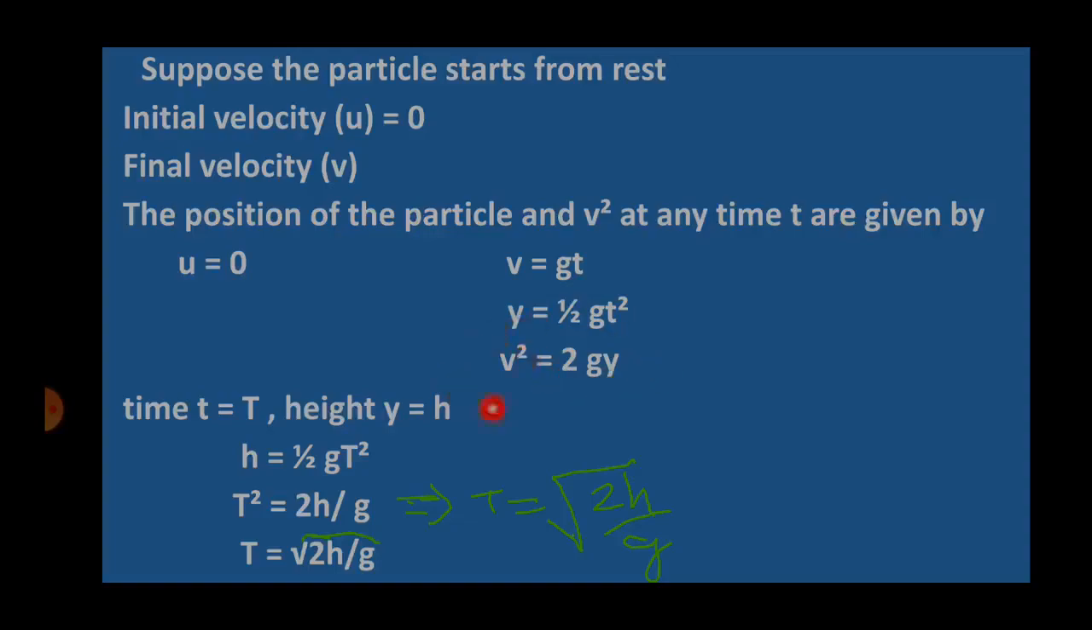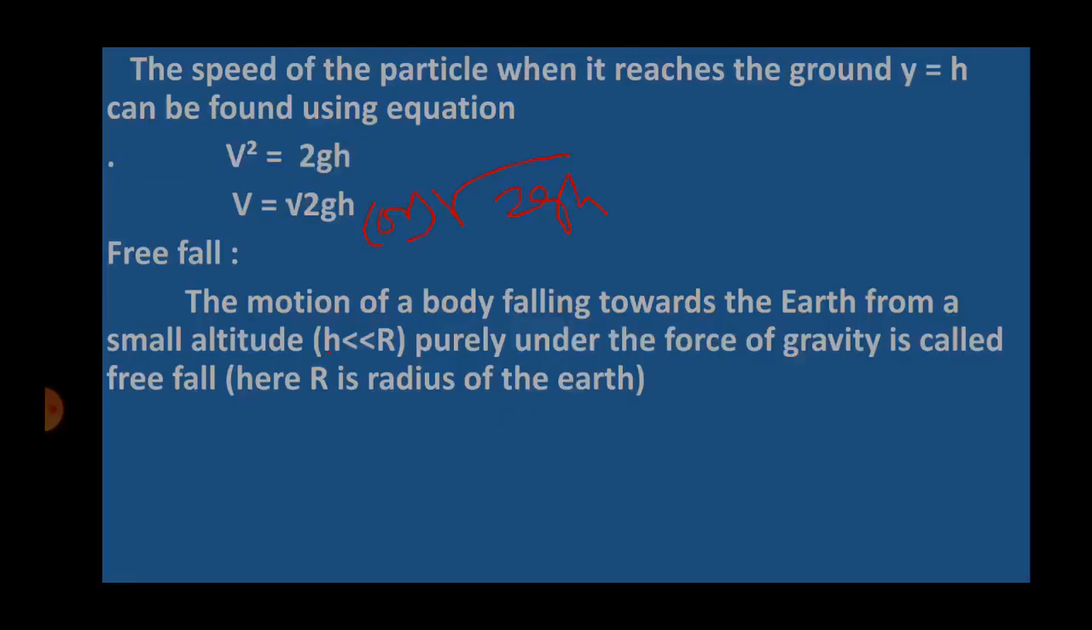Then the speed of the particle when it reaches the ground. Now using the square of the speed of the particle, v square is equal to 2gy. Now see, the speed of the particle when it reaches the ground, y is equal to h, can be found using the equation, and we get the answer v is equal to square root of 2gh. This above equation implies that the body falling from greater height has higher velocity when it reaches the ground.